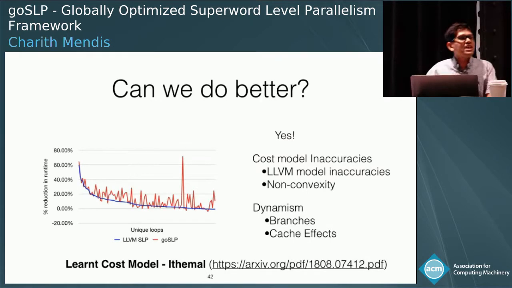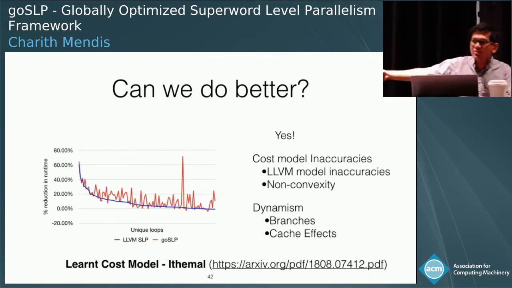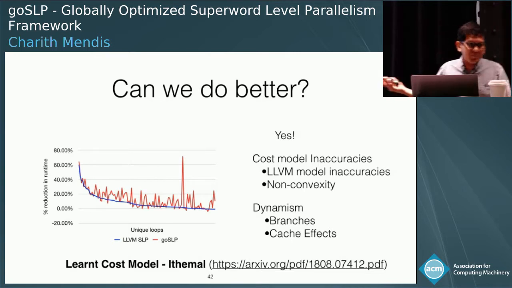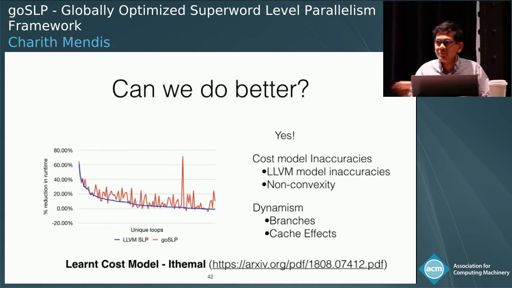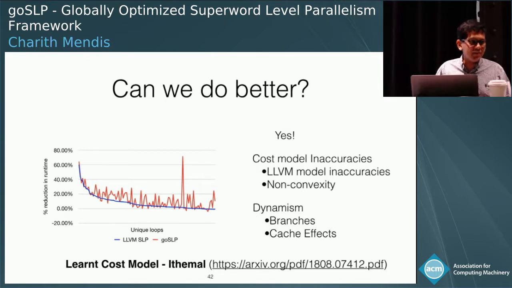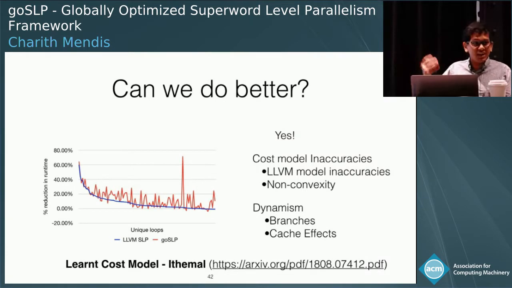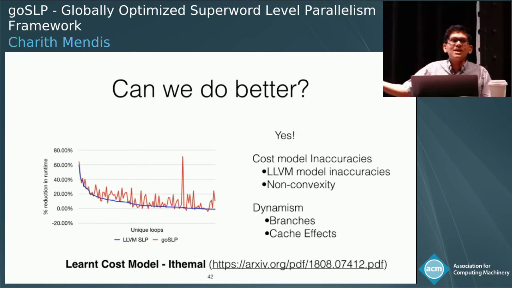We rely on LLVM's cost model to develop the ILP formulation. But the LLVM cost model has a lot of inaccuracies. So we did subsequent work on improving the cost model, where we try to learn an x86 cost model from data. Now we are in the process of plugging that in and seeing whether we can get even better performance. Another problem is that these optimization problems are not linear, they are actually non-convex. So can we develop better optimization procedures?